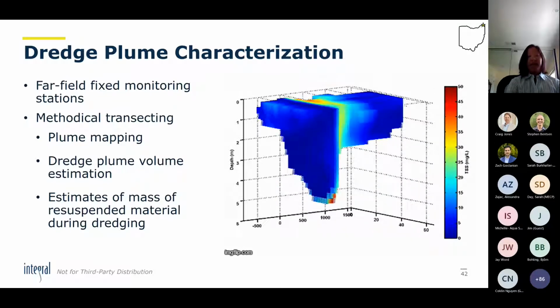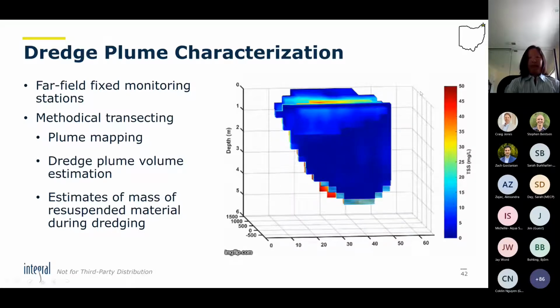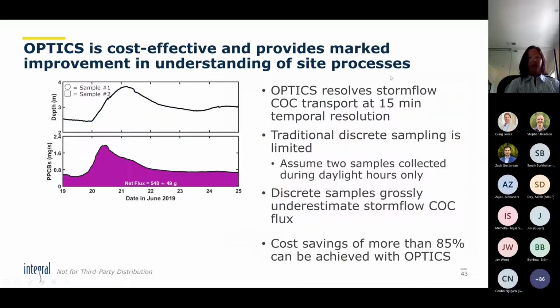So I'd like to summarize this section by showing optics performance analysis results for a storm flow event. Now, this picture on the left shows PCB and net flux determined from continuous optic sampling. It's at 15-minute resolution. So I'm going to step through some examples that compare this to net flux that is determined from intermittent discrete sampling.